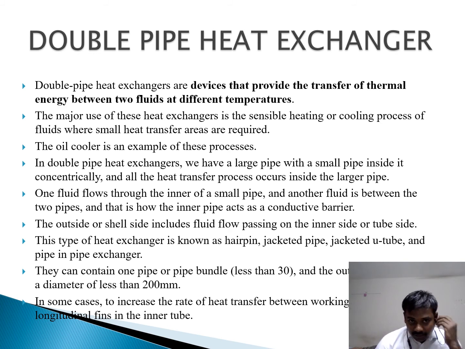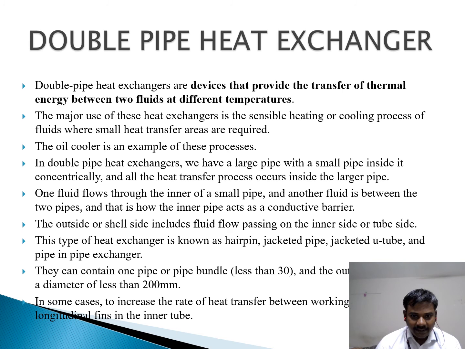So when we compare shell and tube with double pipe, the main use of a double pipe is where you need less heat transfer area. It means that if you need less heat transfer area, you can go for the double pipe heat exchanger. If you need more heat transfer area, you can go for the shell and tube heat exchanger. The best example for the double pipe is the oil cooler process.